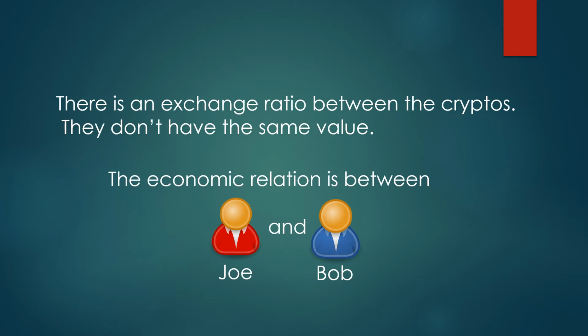So there is an exchange ratio between these cryptos. They don't have the same value. And the economic relation in the case of an exchange is between two parties, in that case between Joe and Bob.